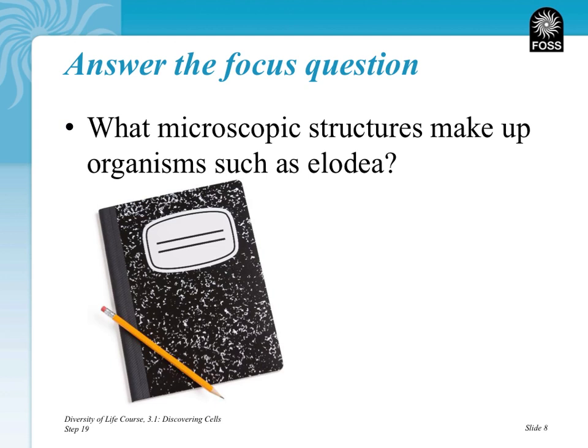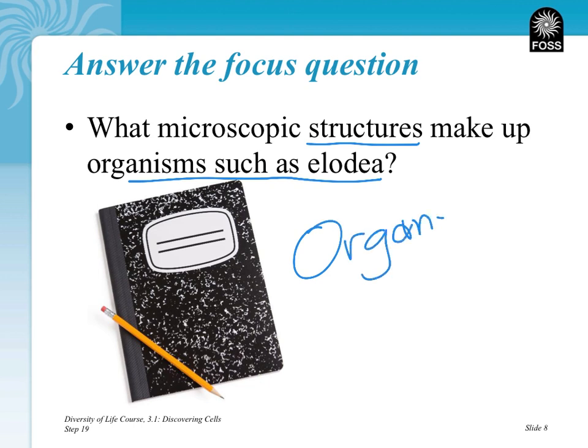So again, we can go back to our focus question that we started out with. What are the microscopic structures that make up organisms such as Elodea? They are, yes, tiny organelles. And as we go through these different lessons, looking at different types and different examples of living things, we will see some of them have these organelles in common, and some will be different.